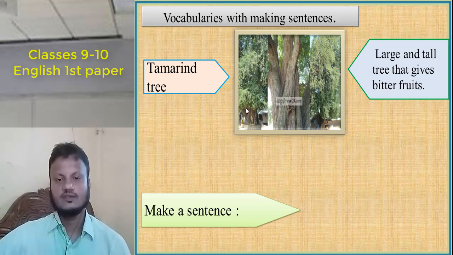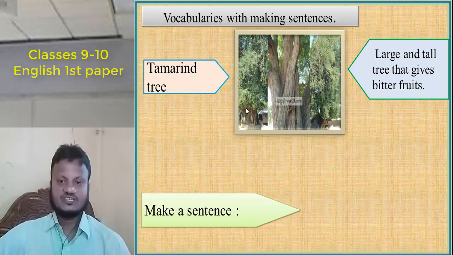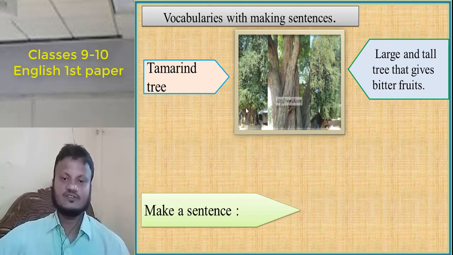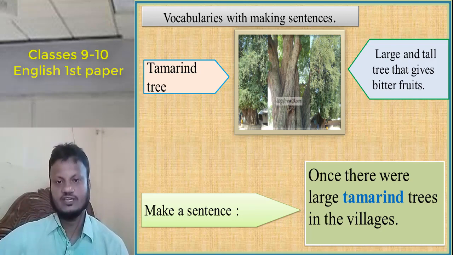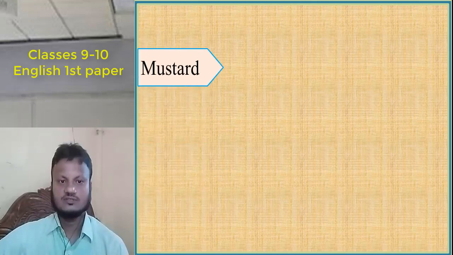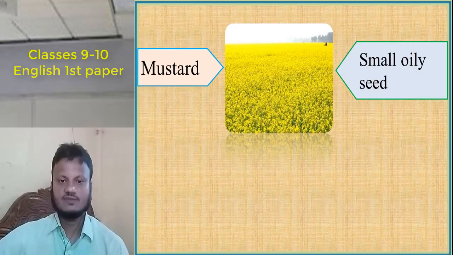Yes, I think that you will be able to make one or more sentences with the word. Now I am writing one sentence here. Once there were large tamarind trees in the villages. Okay, another word, mustard. This is mustard land. You know that a small oily seed, mustard, means shorisha. Now make a sentence with the word mustard.